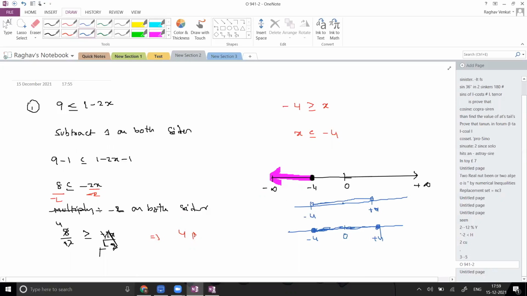This is an open interval. Like this you have to identify, or you can erase the whole number line and draw it like this. Minus 4 to plus 4, this is my interval. Solution set on the number line. Representing on the number line is one of the important questions they ask in exams.